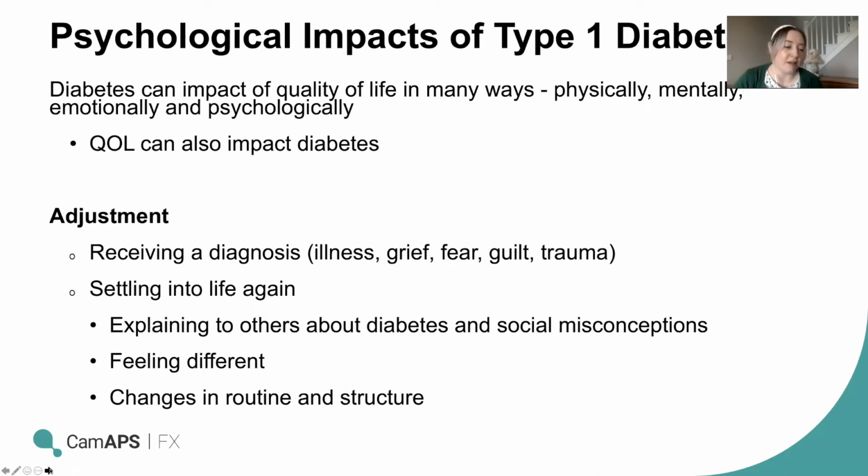Diabetes can impact quality of life in pretty much any way you can think of: physical, mental, emotional, psychological, and it can work the other way around as well. A reduced quality of life can impact your diabetes control. So it's a really important aspect of diabetes care to make sure that your quality of life is taken care of as well as it can be, which is why psychology is often embedded in diabetes teams. The impact of type 1 diabetes begins pre-diagnosis, really.